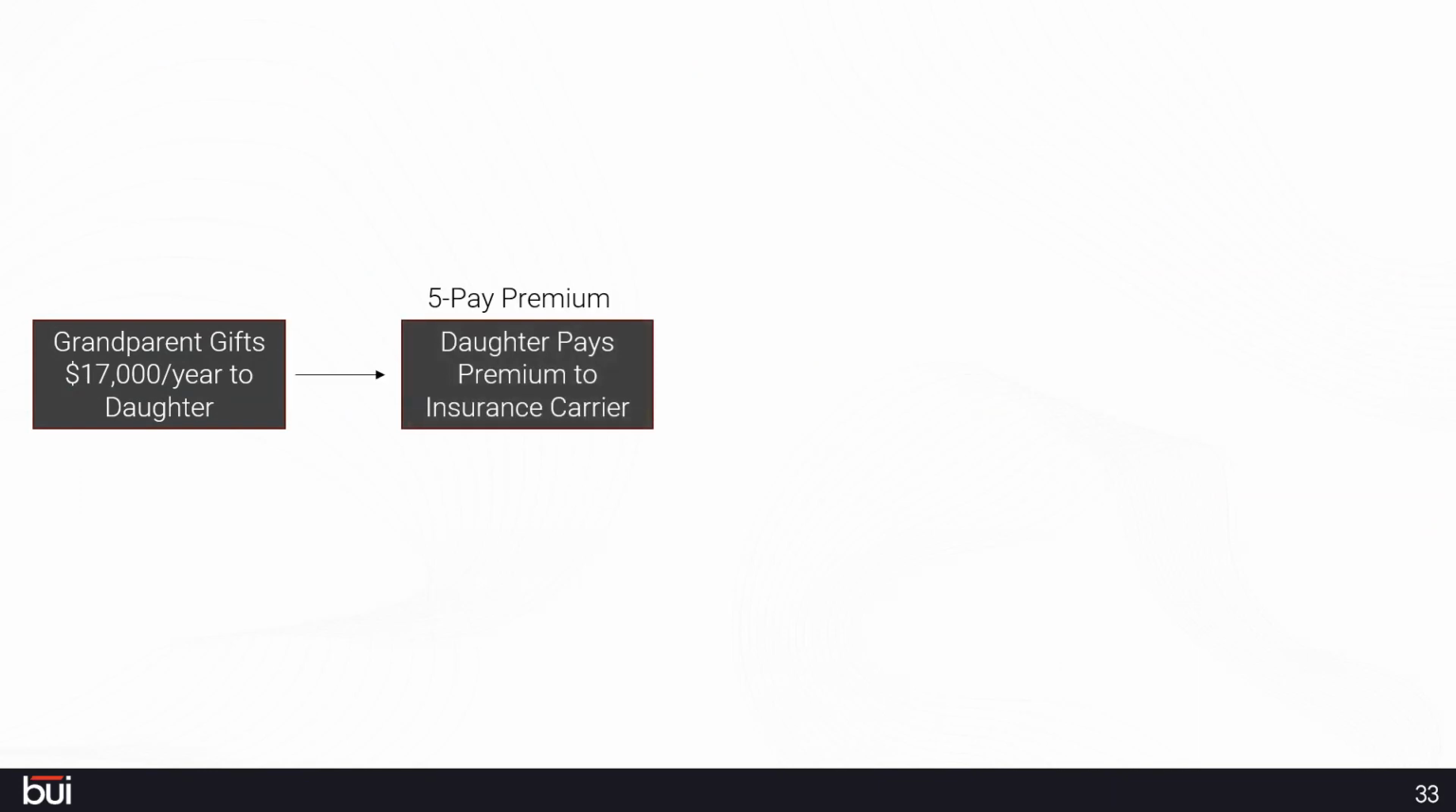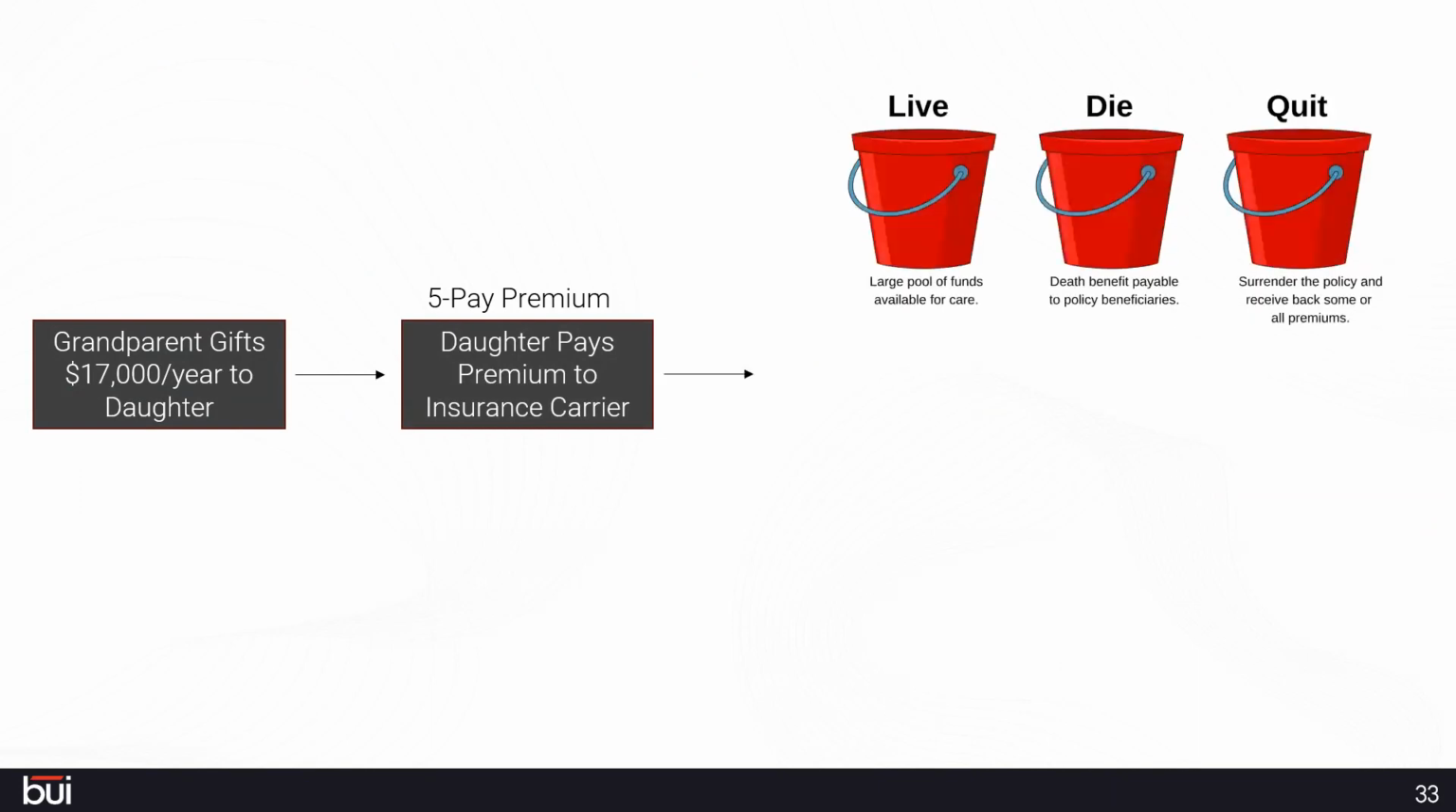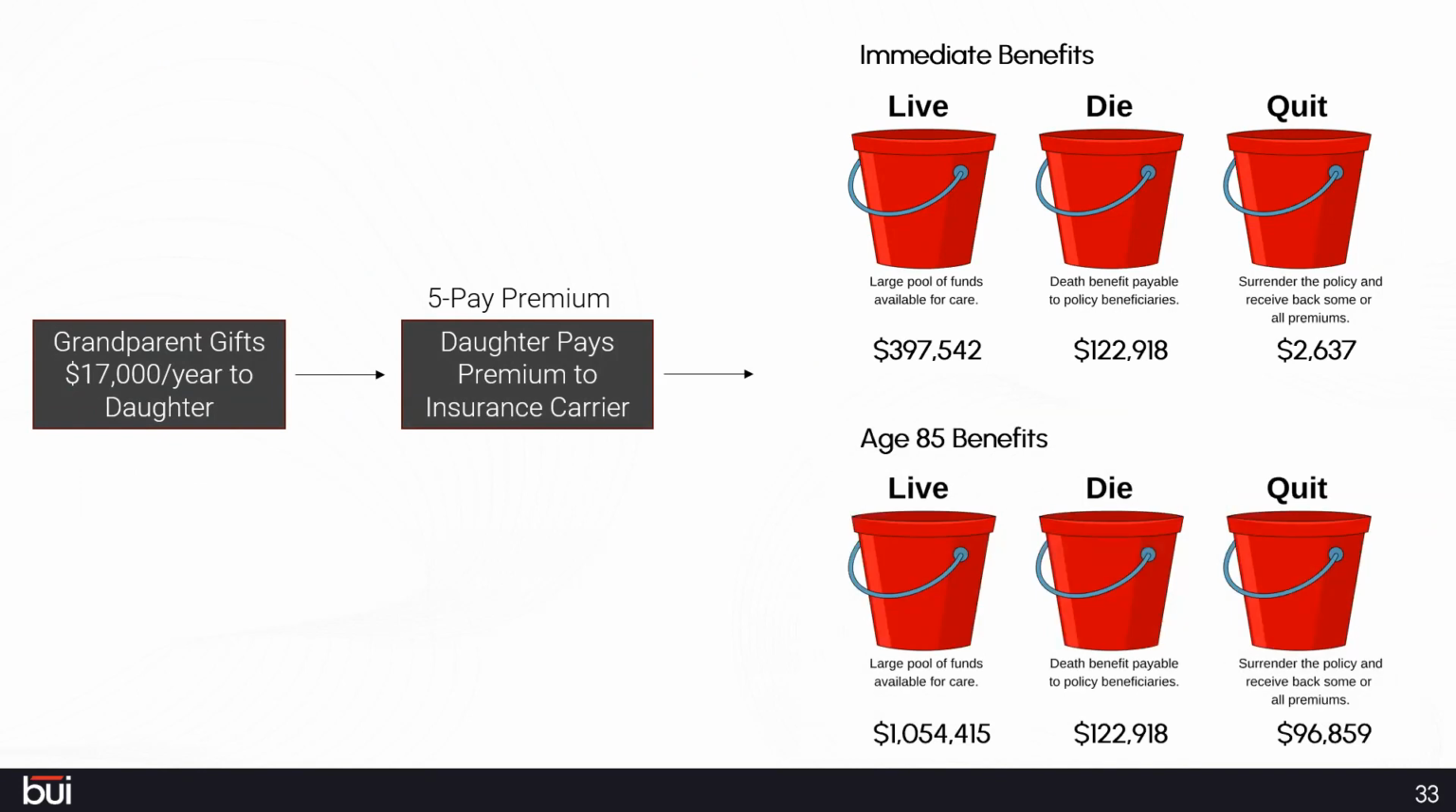She pays 5 premiums of $17,000 to the insurance carrier. She immediately has a nice pool of long-term care money, and at age 85 has a pool of long-term care money of over $1 million, of which she can access $13,500 a month, an internal rate of return on Monty and Helen's dollars of 7.7%, the pre-tax equivalent being much higher.